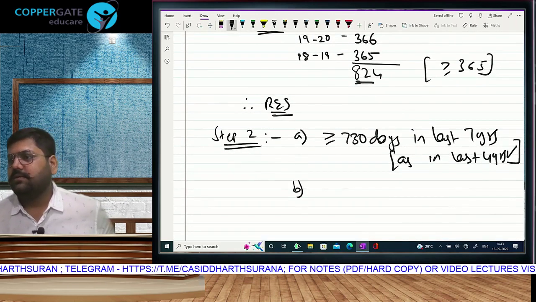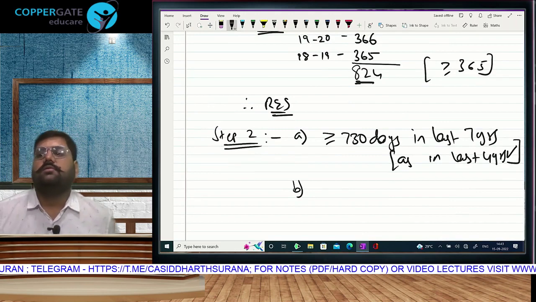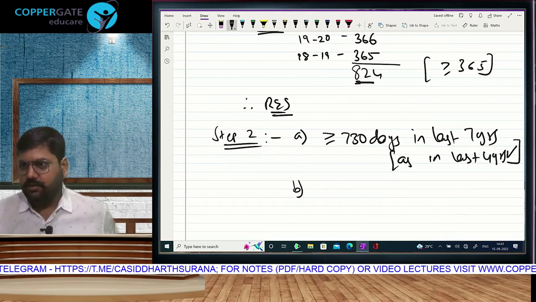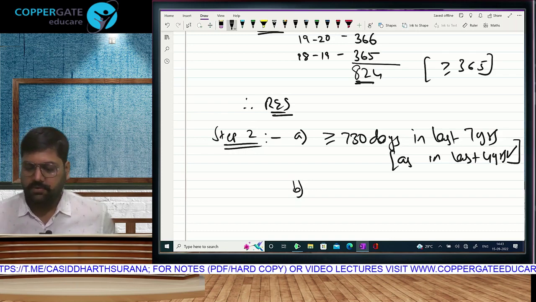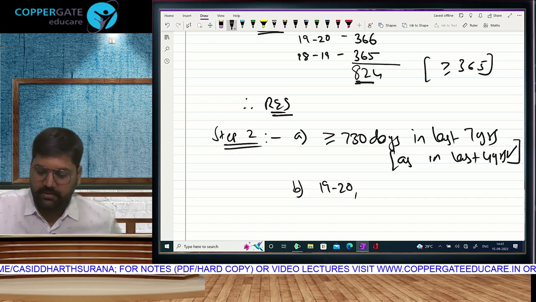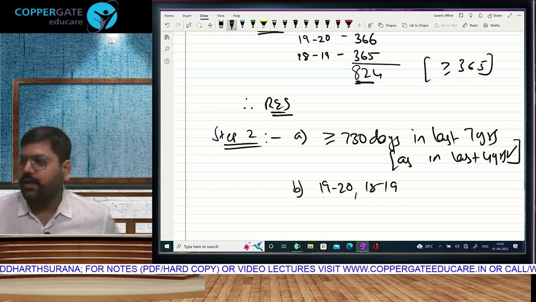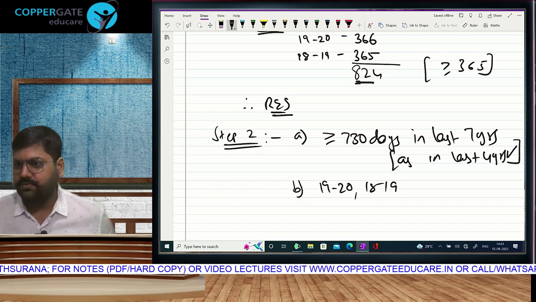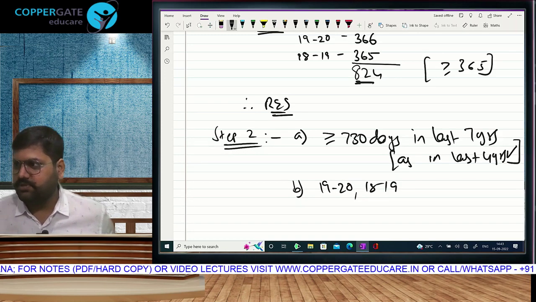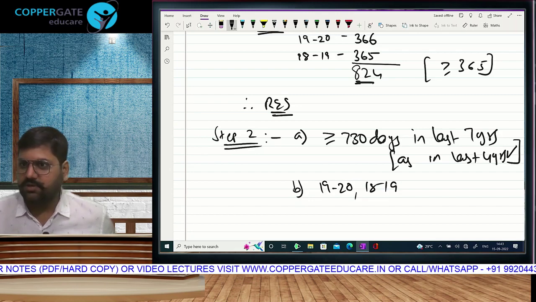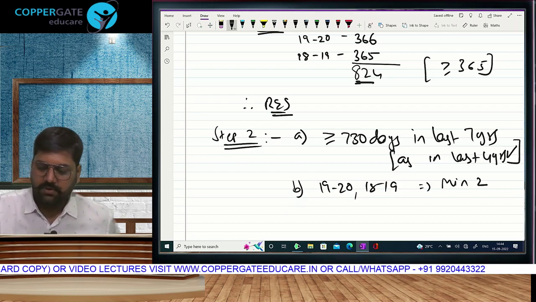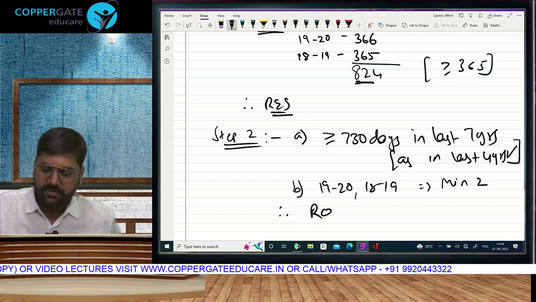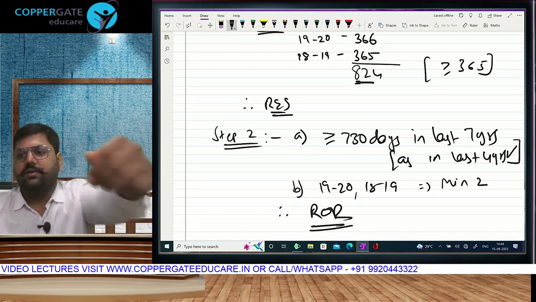And second, last how many years में से? Out of 10, minimum 2. He has to be a resident in 1920, 1819. In fact, these are 4 years. 6 more years before this you check. So he was here only. And therefore he is resident in minimum 2. Therefore he is resident and ordinarily resident.